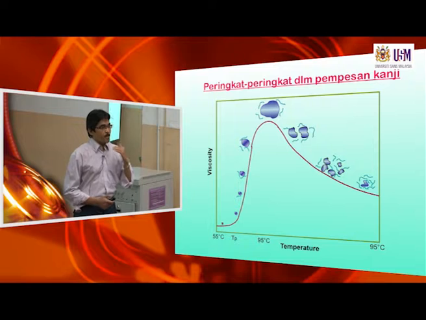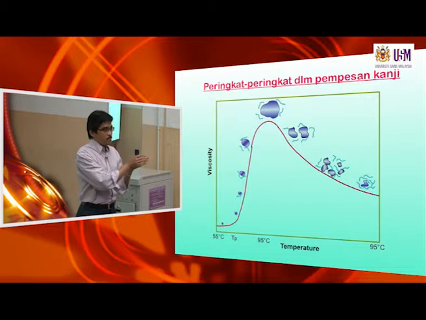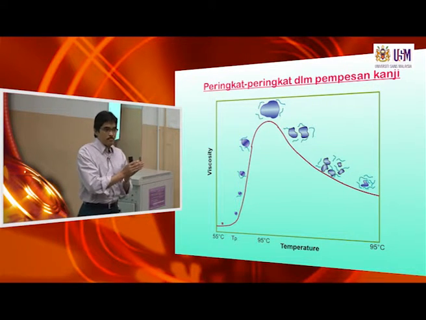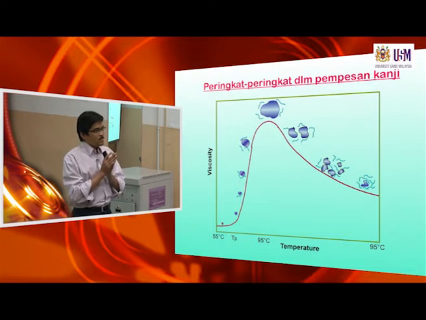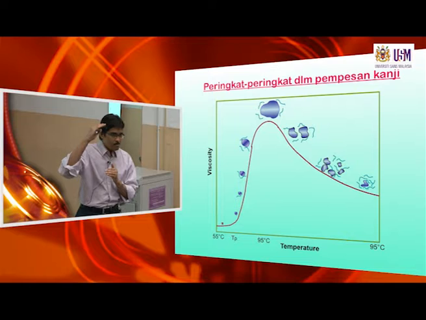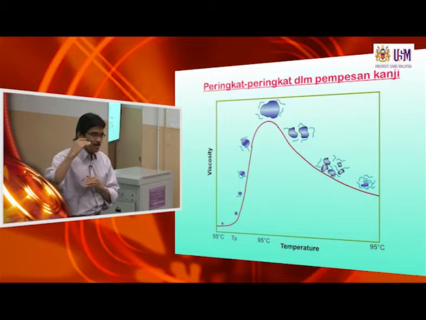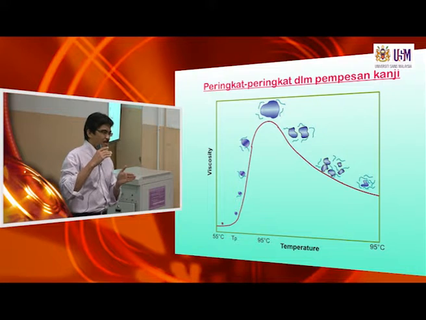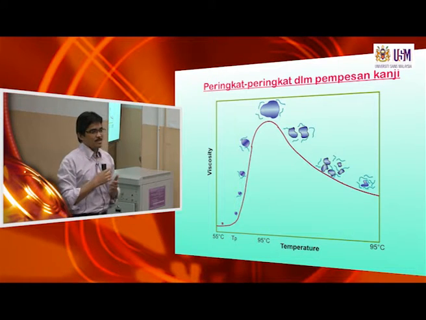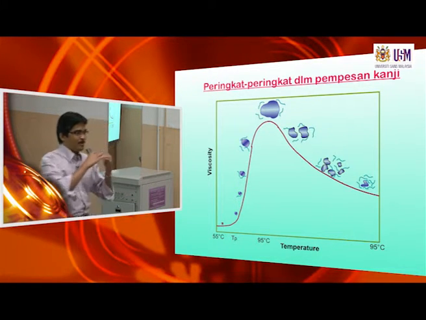The temperature program, usually we start from around room temperature, or maybe around 40 degrees Celsius. If you know the onset of gelatinization is, say, at 60, then maybe we can start around 40. You don't have to start from room temperature, because otherwise we have to wait quite long.